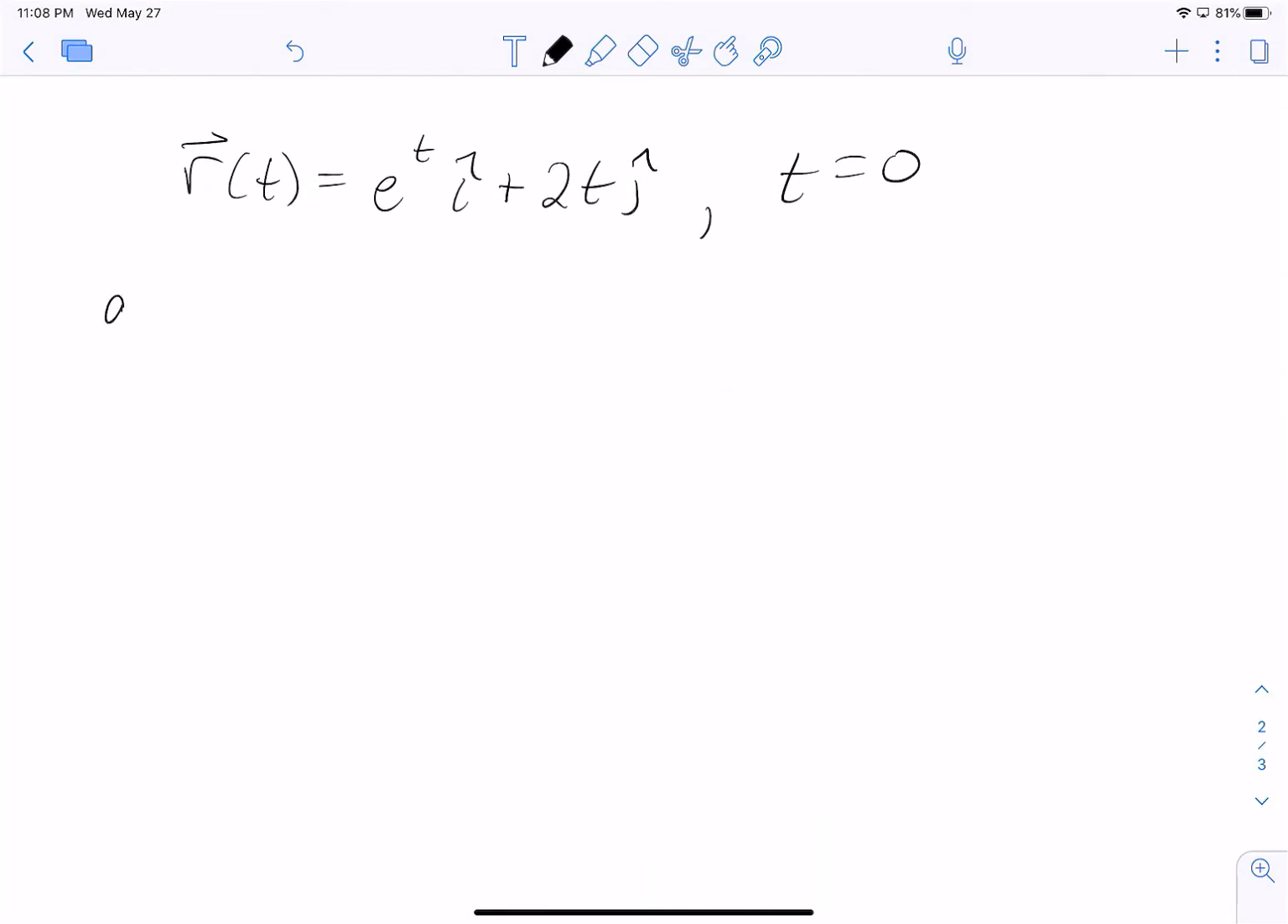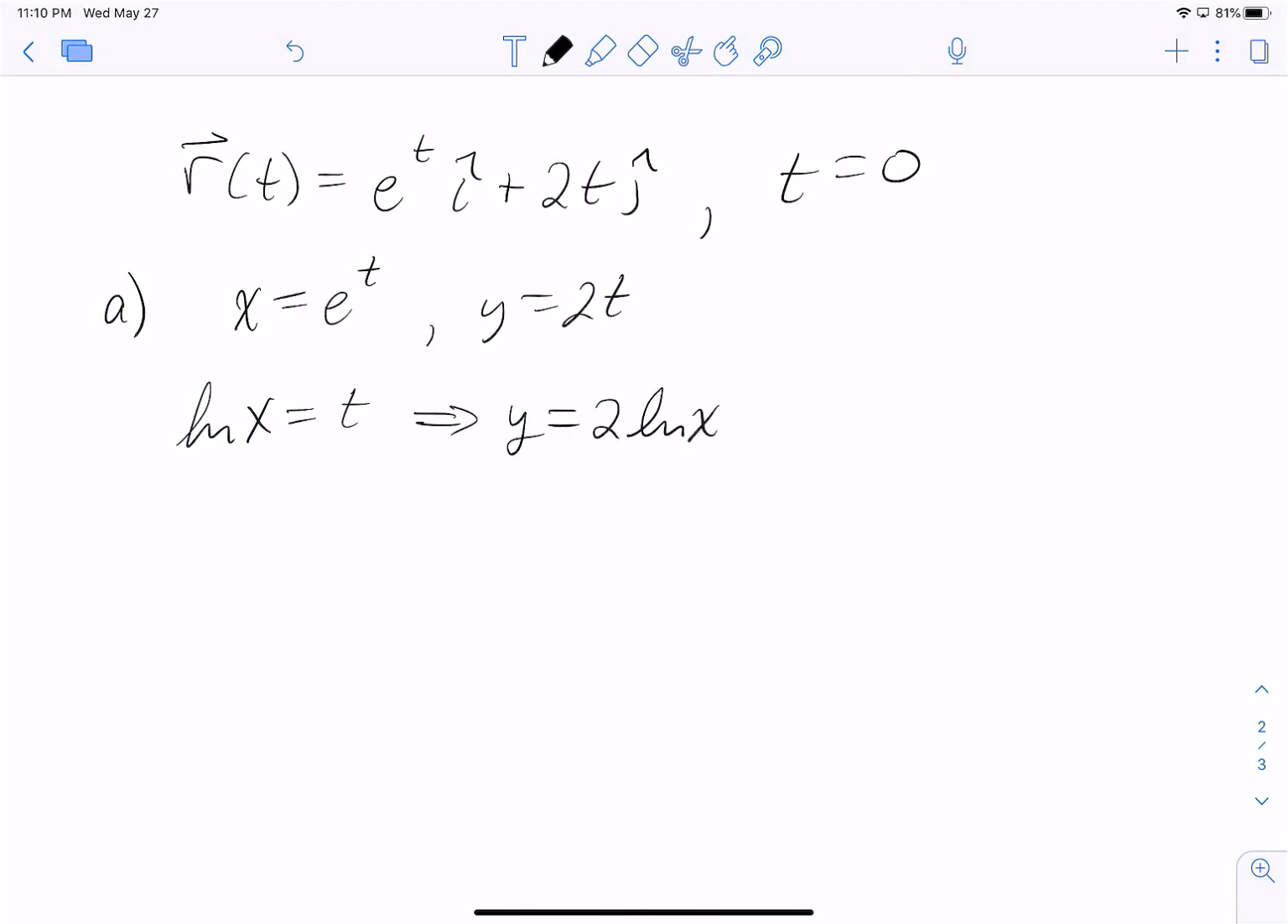Rather than plotting a bunch of points, what I'm going to do is express this parametrically. So x is equal to e to the t, y is equal to 2t. And if I can solve for t in terms of x, then I can substitute for t and I'll have y in terms of x and I'll know what to graph. Since x is equal to e to the t, the natural log of x is equal to t. That means that y is equal to 2 times the natural log of x. Let's graph this on a grid here.